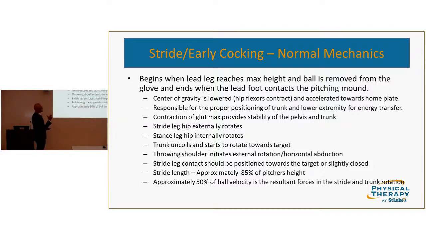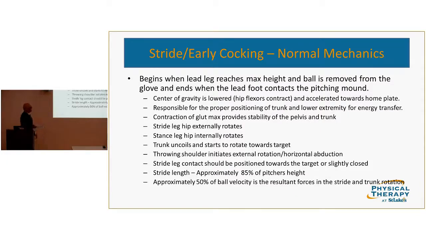Trunk uncoils and starts to rotate towards the target. The pelvis is going to rotate first, and then the upper trunk will rotate after. When you slow it down, you can start to see that coordination of movement. Some of them just do the whole thing, and they're done. You know, arms way out here, chest is out, and it's all then arm, shoulder, elbow. You'll see some of that exposure. Throwing shoulder initiates external rotation and horizontal abduction. So again, that's that ball down motion, and they start to horizontally abduct.